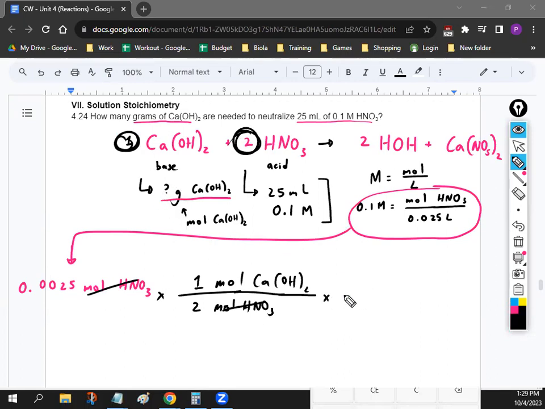Lastly, we're going to convert that into grams. So we're going to convert 1 mole of CaOH2, and the molar mass for calcium hydroxide is 74. And there you go. That's going to let you cancel out the moles, and that gives you grams. Any questions on any of those steps?